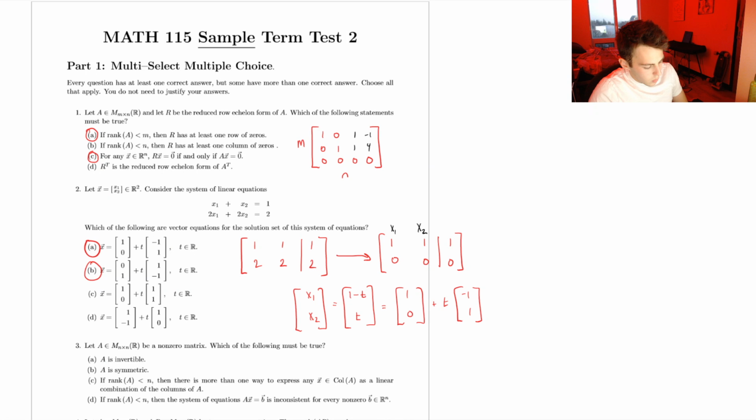2C, we can immediately tell that the direction is not the same. (-1, 1) and (1, 1), they are non-parallel vectors. So C is not correct. 2D, we can say the exact same logic: (1, 0) is a completely different direction than (-1, 1). So D is also incorrect.